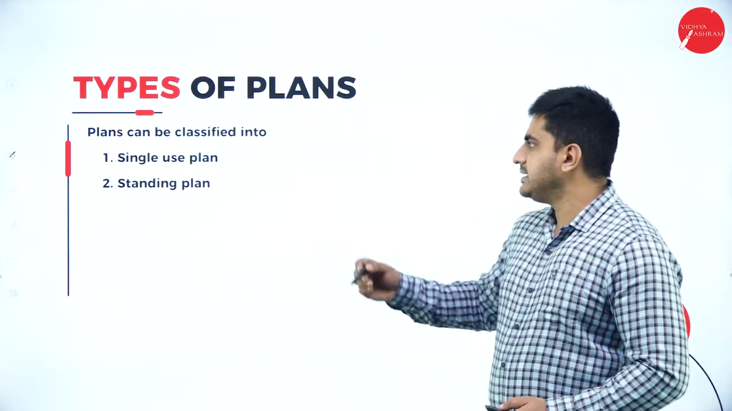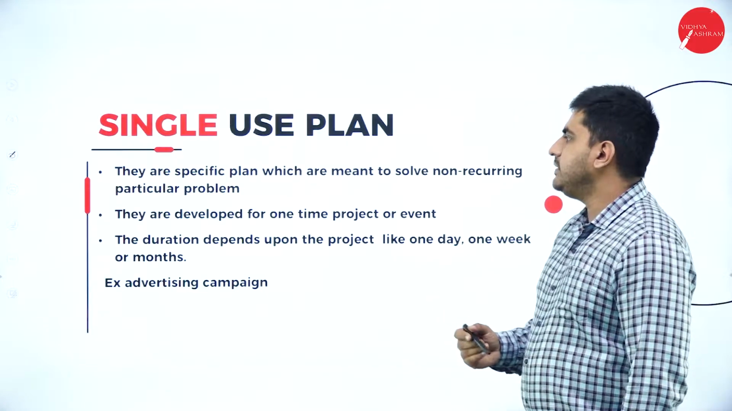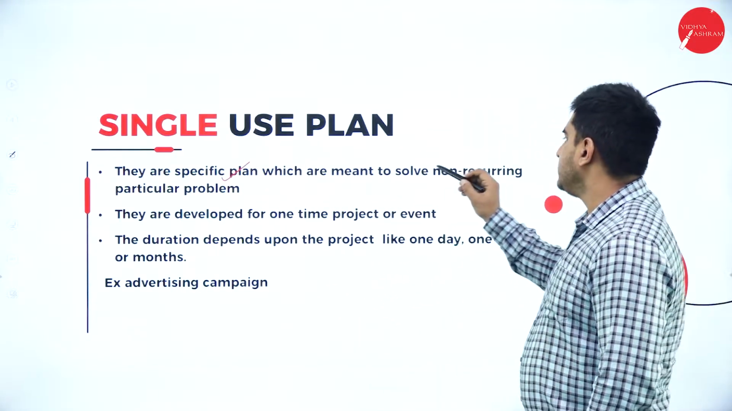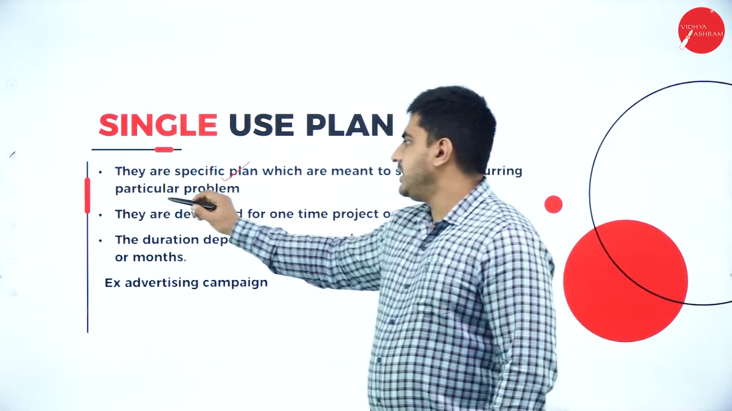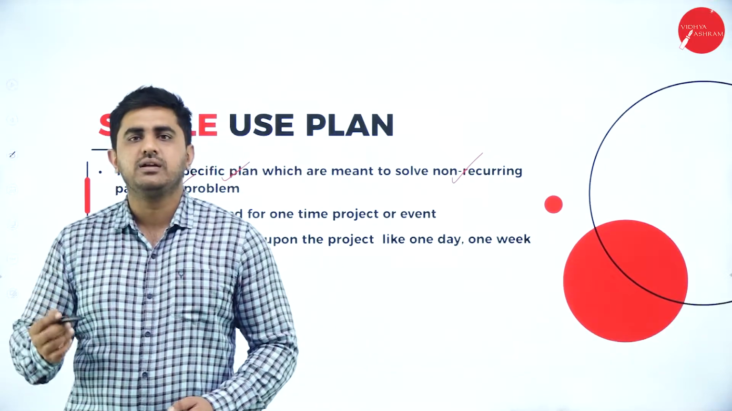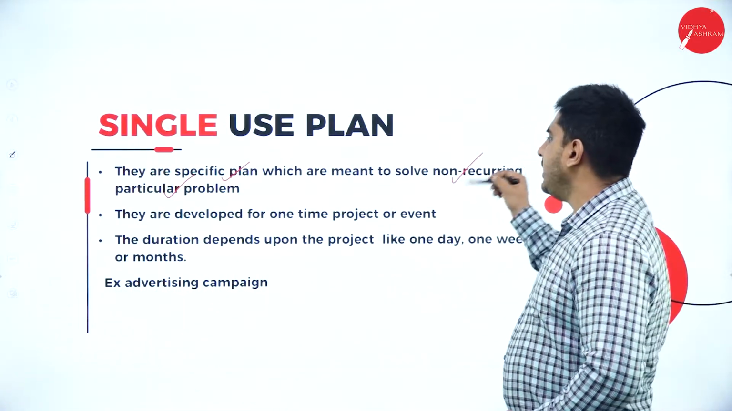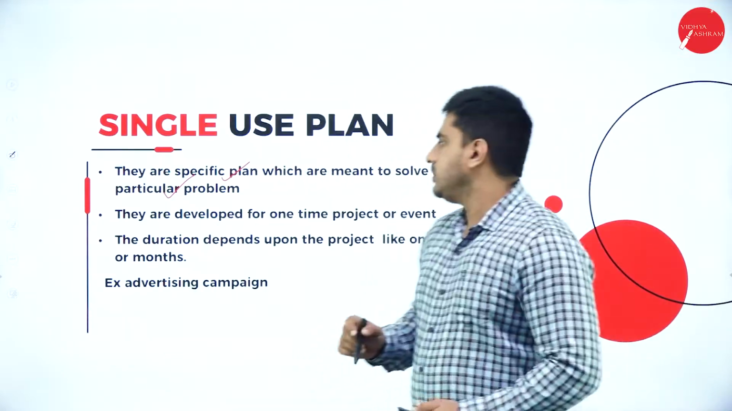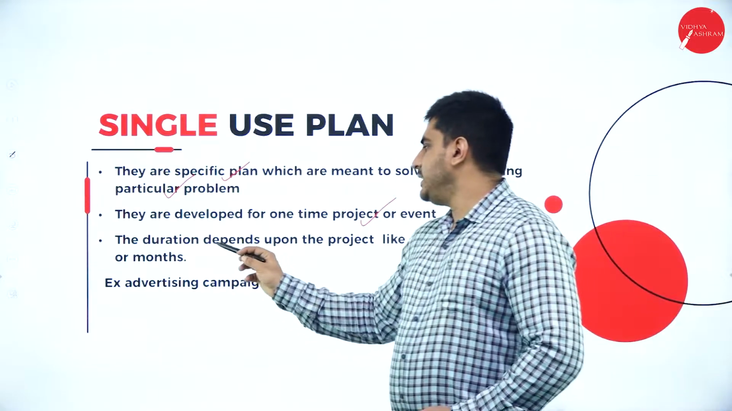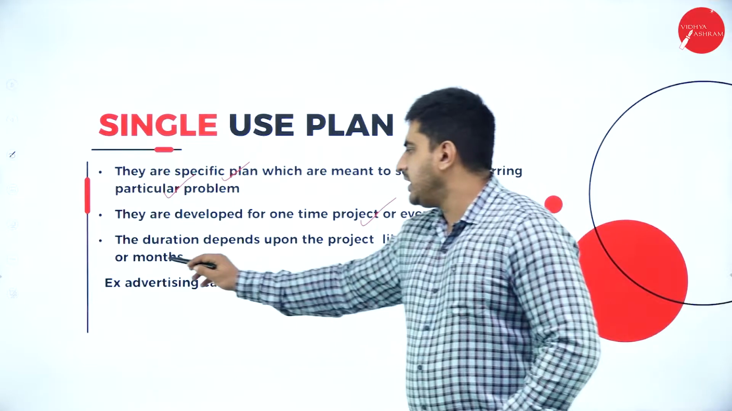So basically it is classified into 2 types. Single use plan and standing plan. We will see one by one. Single use plan. They are specific plans which are meant to solve a non-recurring particular problem. That is, these plans are drafted just for one-time use. They are used for situations which are non-recurring, which will not repeat. So they are developed for a one-time project or event. The duration depends upon the project, like 1 day, 1 week or 1 month.